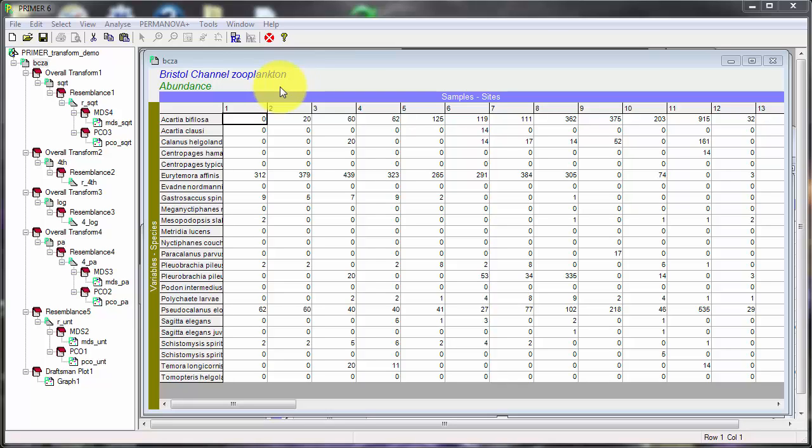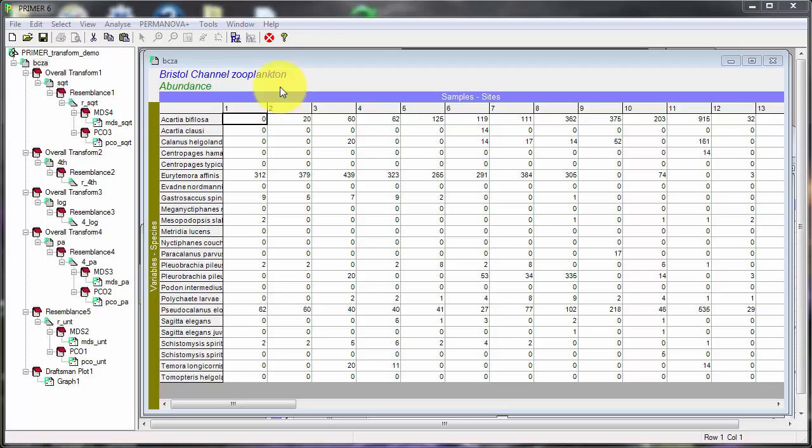Hi, Keith here with another statistical video, this time looking at Primer and looking at the effect of different transformations on the biological data. Now, before I go on, with the biological data, we do have options of different transformations. With the environmental data, the usual situation is to simply normalize and then proceed. But with the biological data, there are options.